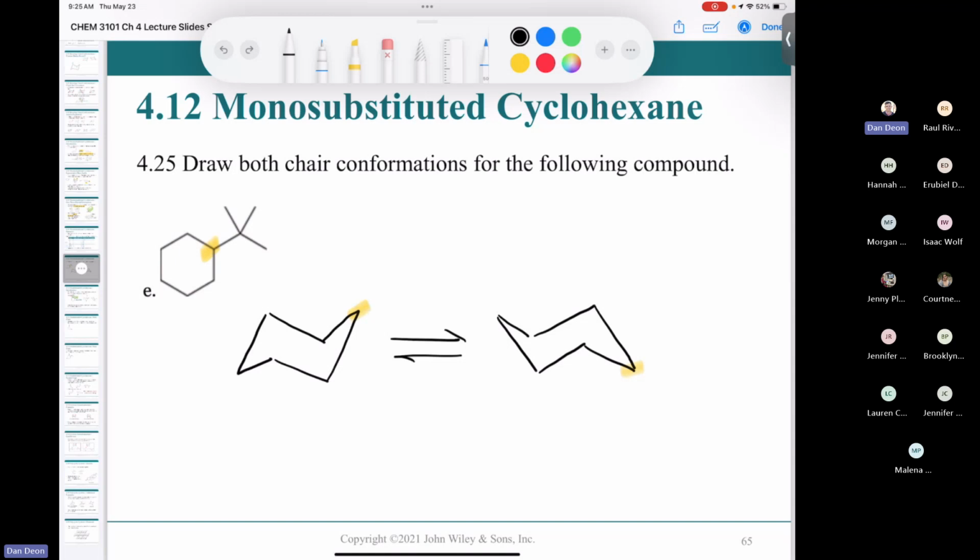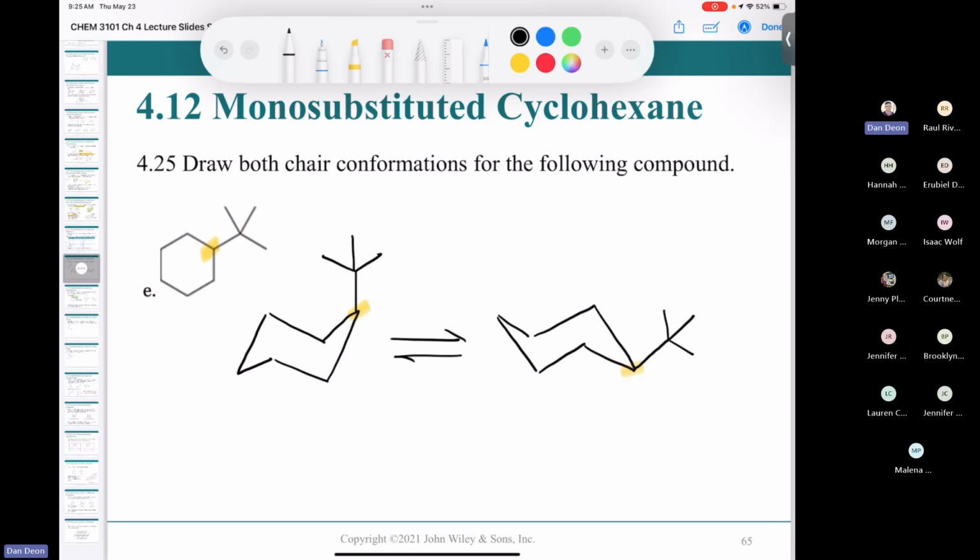I'm going to just draw it going up first. So I'll have it up and axial in this position. So there's my tert-butyl group, which is going to be in the up and axial position. And so in the second conformation, it's going to be up as well, but it's going to be up and equatorial. So there you go. There's my up and axial and my up and equatorial.